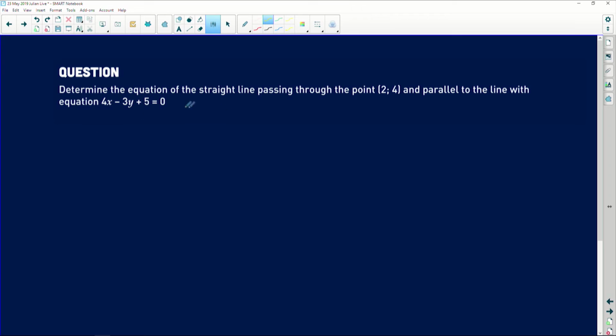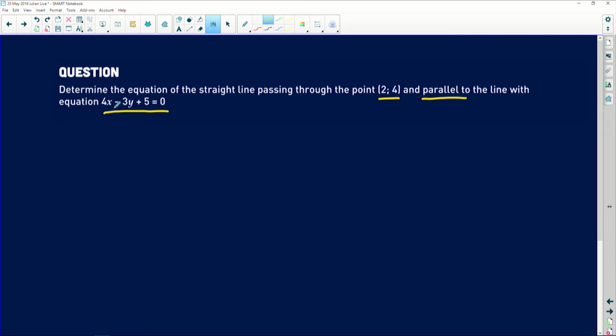Alright guys, it's a typical exam question that you're going to get when you start writing your final exams, or if you write a cycle test or anything like that. The question reads as follows: determine the equation of the straight line passing through the point (2, 4) and parallel to the line with the equation 4x minus 3y plus 5 is equal to 0.